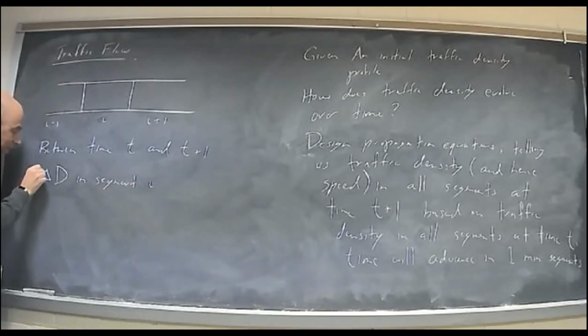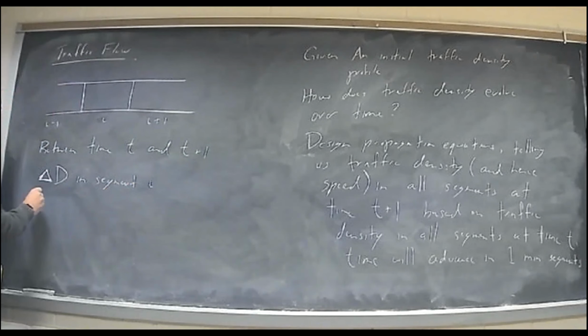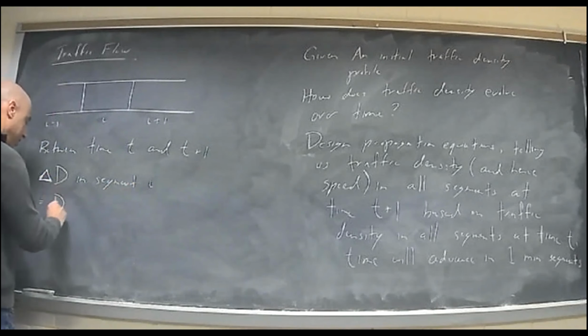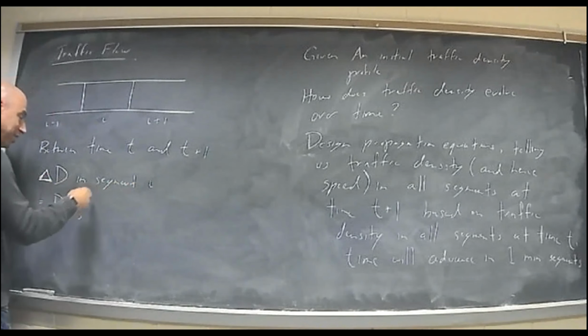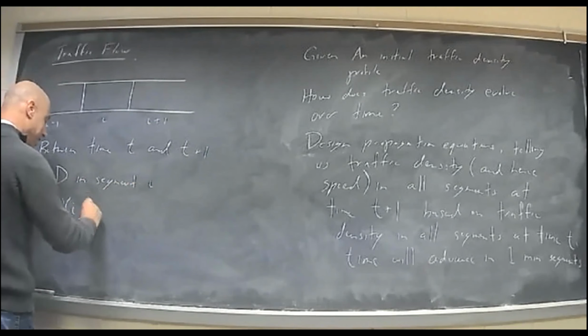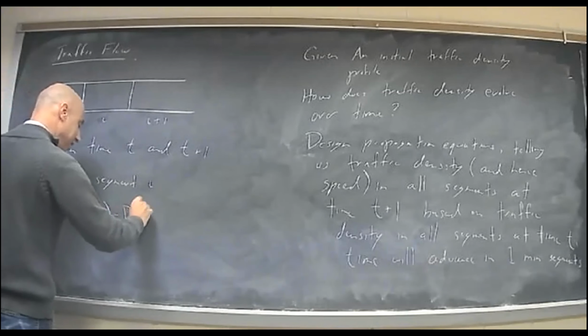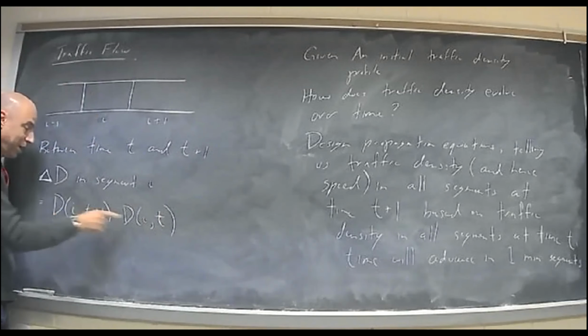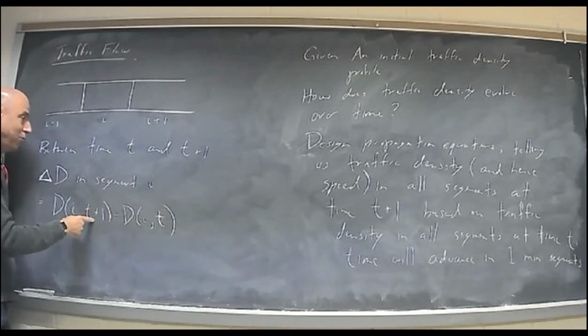I don't know if you're used to seeing this before a variable. It just means it's delta. It means change in. The change in density in segment i. So now density will have two variables: the position, which is segment i, and the time. So the change in the density in segment i is d_i(t+1) minus d_i(t). How much has the density in segment i changed between time t and t plus 1?